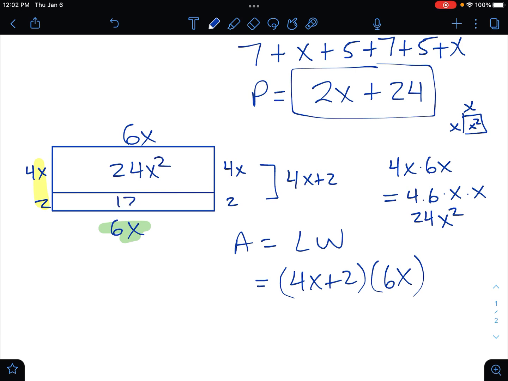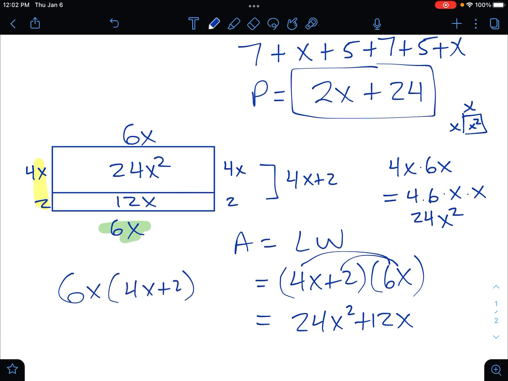And then 6x times 2 would be 12x. So simplified, we could make this without parentheses. If you were to distribute that 6x in, you get 24x squared plus 12x. And I know what you're thinking. Why did I distribute it that way? Well, it works this way as well. You can multiply that 6 in from the front or from the right side. It doesn't actually matter. You get the same thing, 24x squared plus 12x for the area.